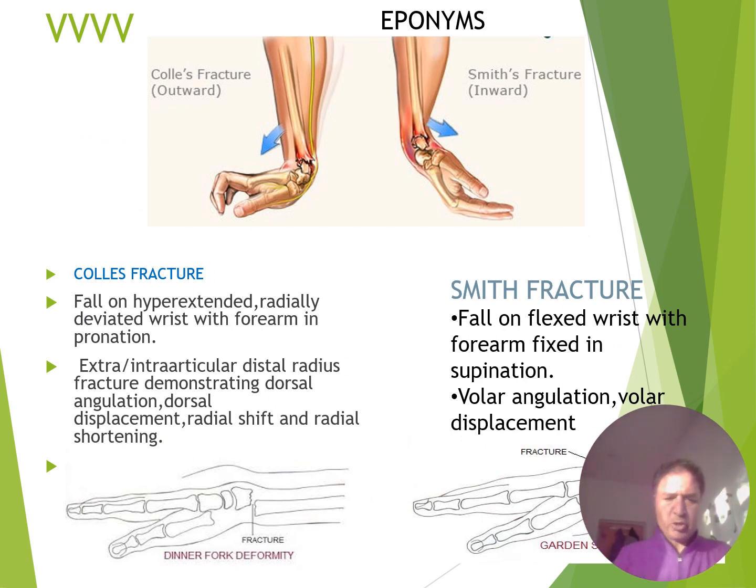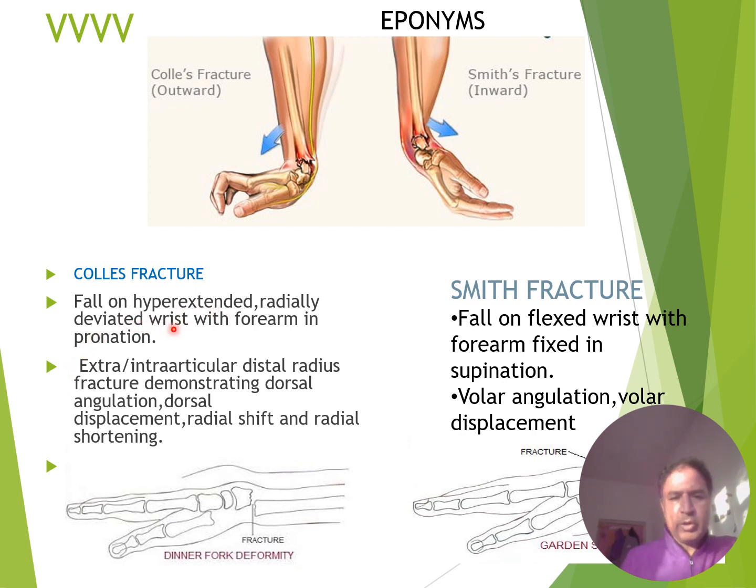So we have, this is 24. We have Colle's fracture, outward. This is Colle's fracture. And we have Smith's fracture, inward. When the hand is outward and the person falls, what results? It results in Colle's fracture. When the hand is inward and the man falls, Smith's fracture occurs.